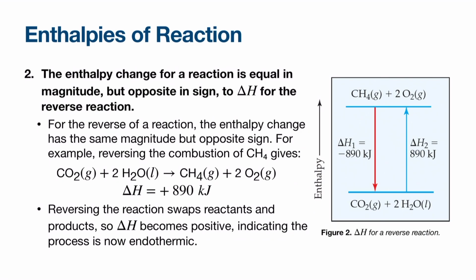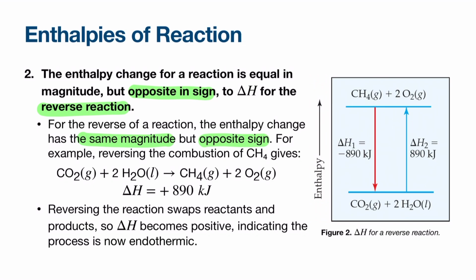Point number 2. The enthalpy change for a reaction is equal in magnitude but opposite in sign to delta H for the reverse reaction. So basically, if you reverse the reaction, the enthalpy change stays the same in size or magnitude, but the sign flips. So what was released in the forward reaction is now absorbed in the reverse. In other words, the amount of heat doesn't change, only whether it is given off or taken in. So for example, if we reverse the combustion of methane, the products and reactants swap.